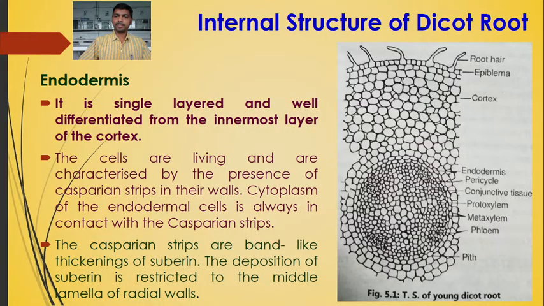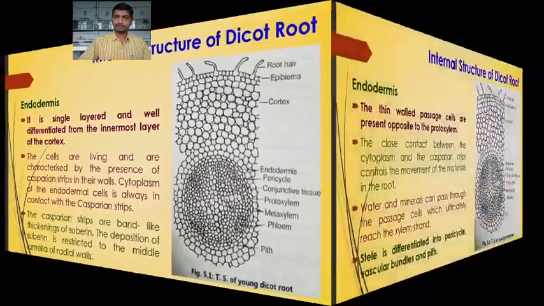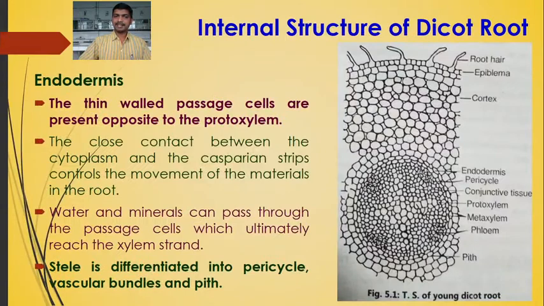So this is about the endodermis. The thin-walled passage cells are present opposite to the protoxylem. So what is the protoxylem? Here in this diagram we can see this is the protoxylem. Protoxylem is the xylem element with small-diameter vessels, having a small size. Here we can see the protoxylem, while the metaxylem has a large diameter. Here we can see the metaxylem. This one is the metaxylem.